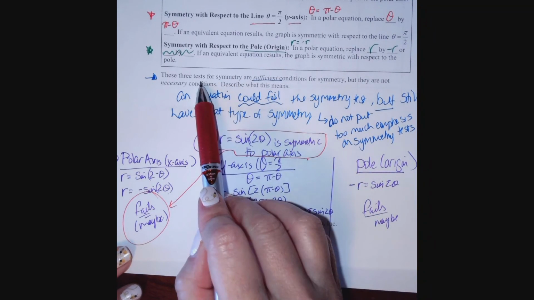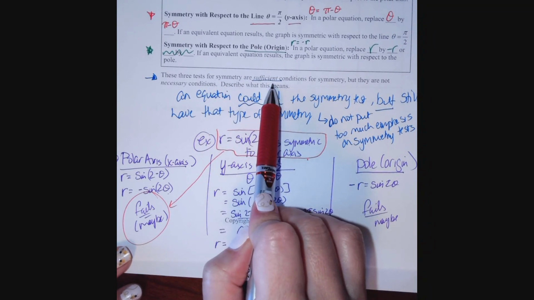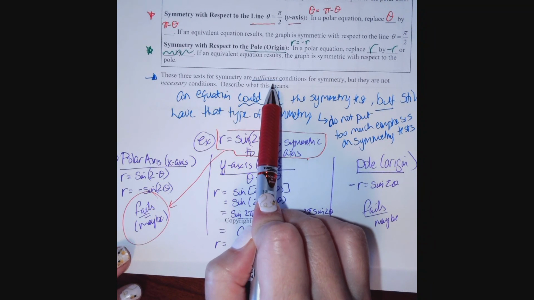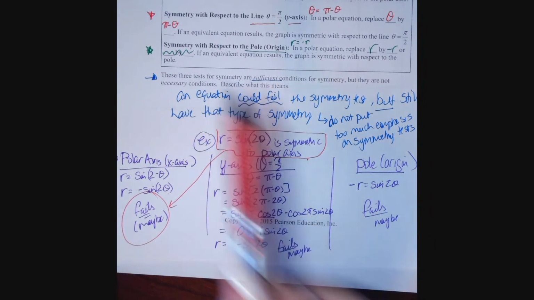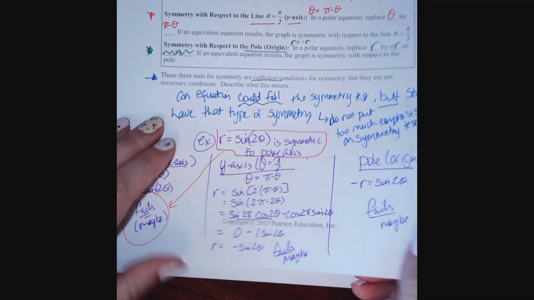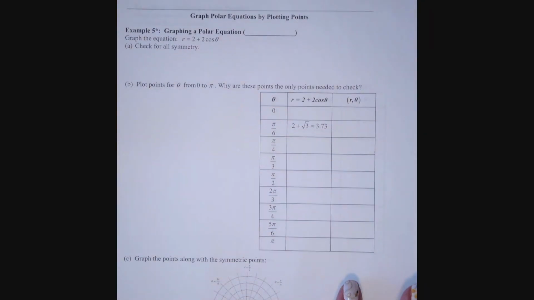These symmetry tests are sufficient. If I get a pass, it proves symmetry, but they're not necessary. I don't have to pass to have symmetry.